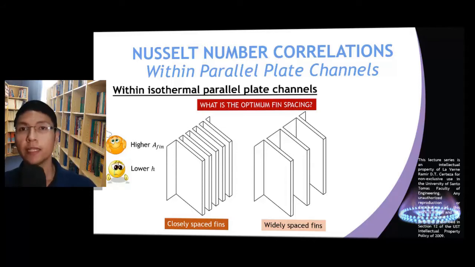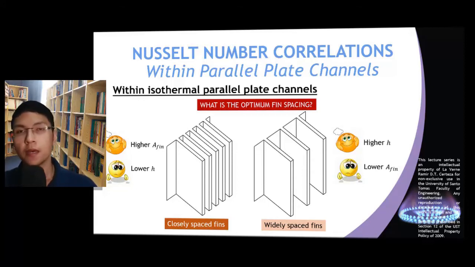Now let's go to widely spaced fins. Since there is a wide area within which air can flow in widely spaced fins, then we can expect that the convection heat transfer coefficient will be high. However, this is counteracted by the lower fin surface area where convection heat transfer can occur. Now, how do we find the optimum fin spacing that can provide a balance between these two factors?